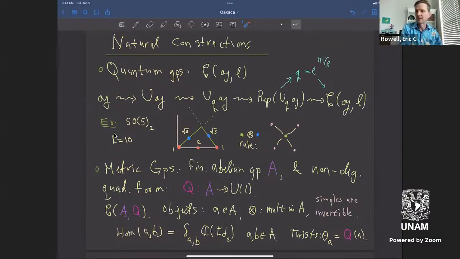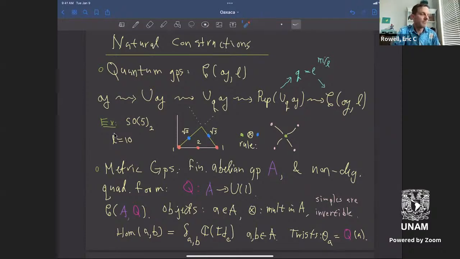Okay, so that's one huge class. The main class of examples of modular categories are constructed in this way. So you might ask what invariants or what TQFTs show up. So these are somehow related to the Chern-Simons theories often. Okay, so it's a very ubiquitous, very important example.